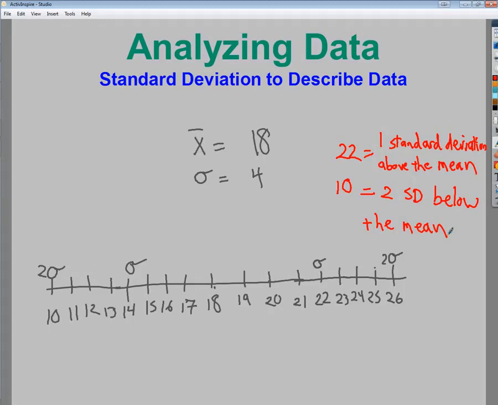But a lot of times you will have standard deviation pop up as a tool that you can use to analyze where a point falls in the data set. So there it is.